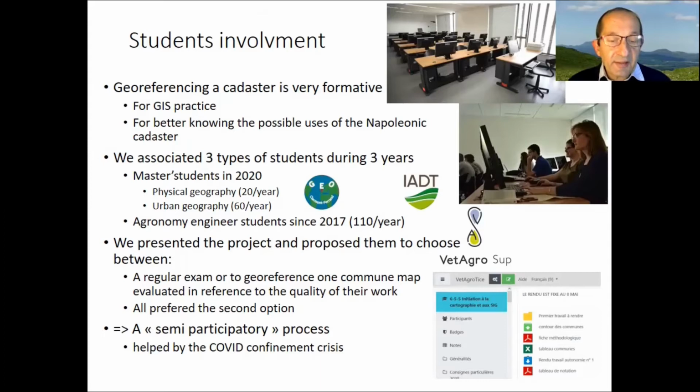And we presented the project and asked the students if they preferred working with us and being evaluated on the quality of their georeferencing, or if they preferred a regular exam. And they all decided to be part of this project. So it's not exactly a participatory process because they were not directly volunteers, but after discussions, they agreed. Due to the COVID confinement, because the students were in their home, they had nothing to do. So for them, it was something to occupy their mind. And I proposed many supports, as you have an idea in the right down corner.